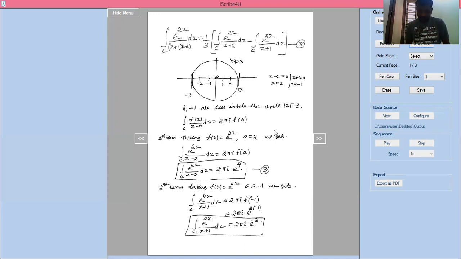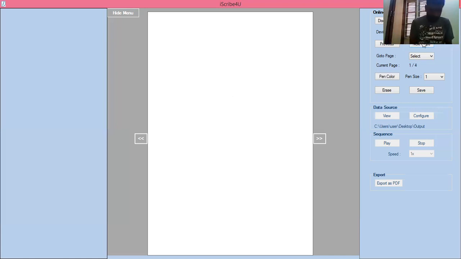This is equation number 3, this is equation number 4, and this is equation number 5. If I add both equations 4 and 5, I am going to substitute in equation 3. In the next step, we substitute equation 4 and equation 5 in equation 3.